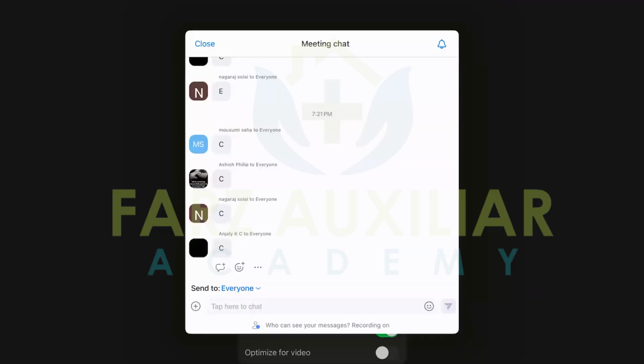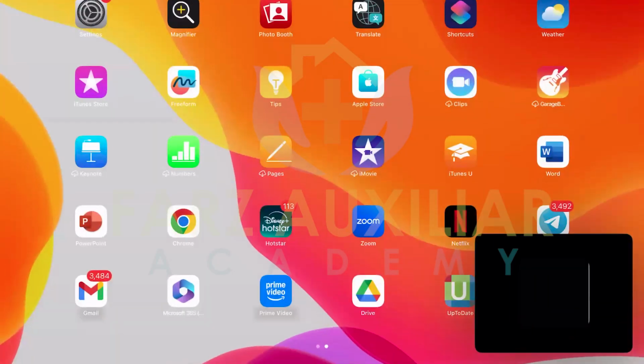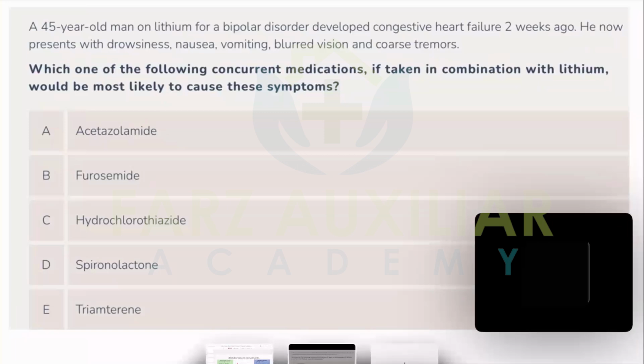Yeah, everybody thinks it's hydrochlorothiazide, so everybody knows the answer. Hydrochlorothiazide is the one which interacts with lithium, resulting in excess lithium levels and hence the tremors, nausea and vomiting. Other diuretics don't interact that much with lithium. The thiazide diuretics will be the answer.